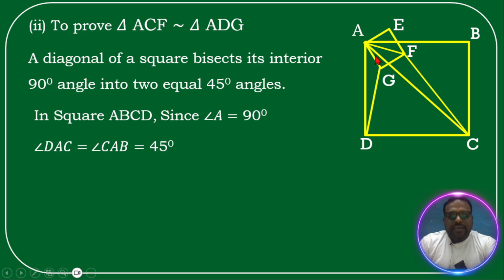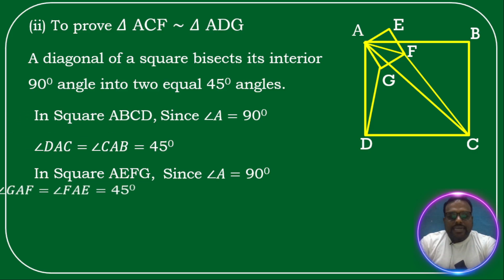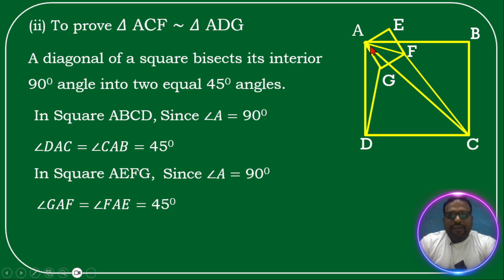We have a square, AEFG. Now in square AEFG, as AF is a diagonal, and of course angle A is also 90 degrees, right? So in that case, GAF is equal to FAE equal to 45 degrees, right? So I hope up to here this part is clear.